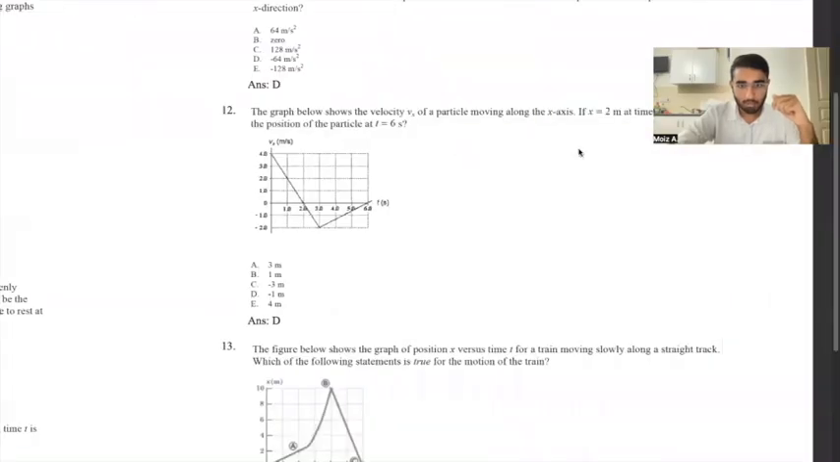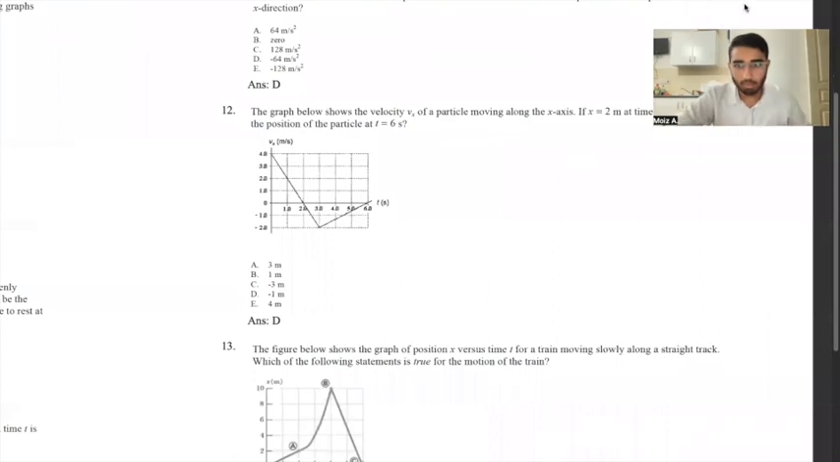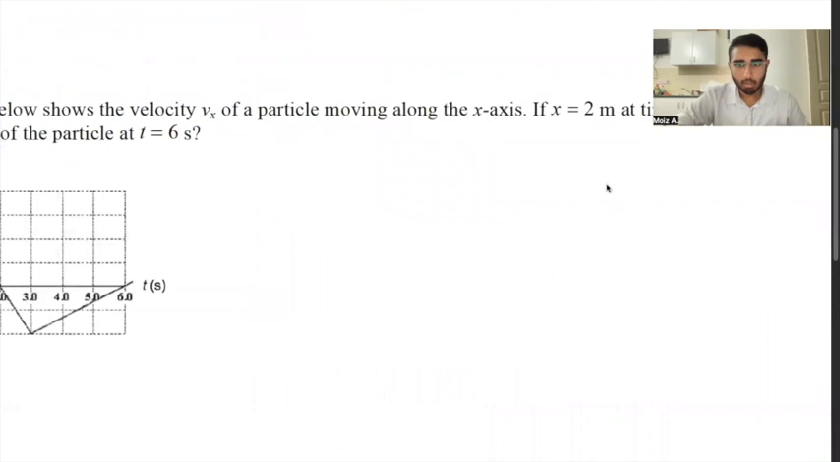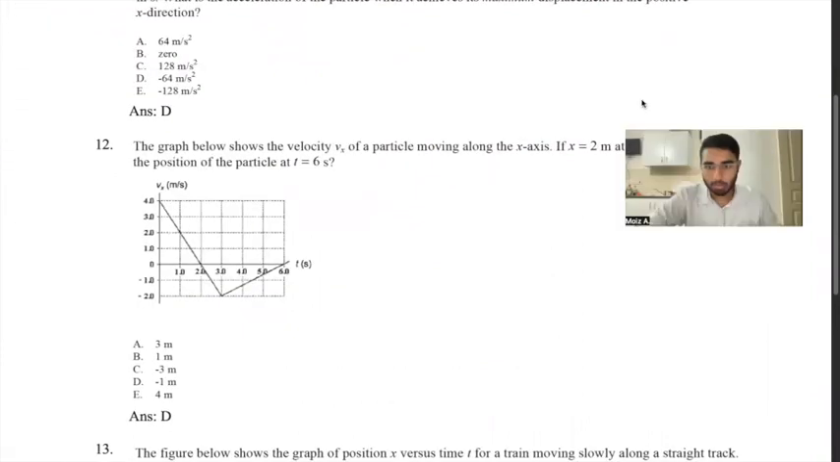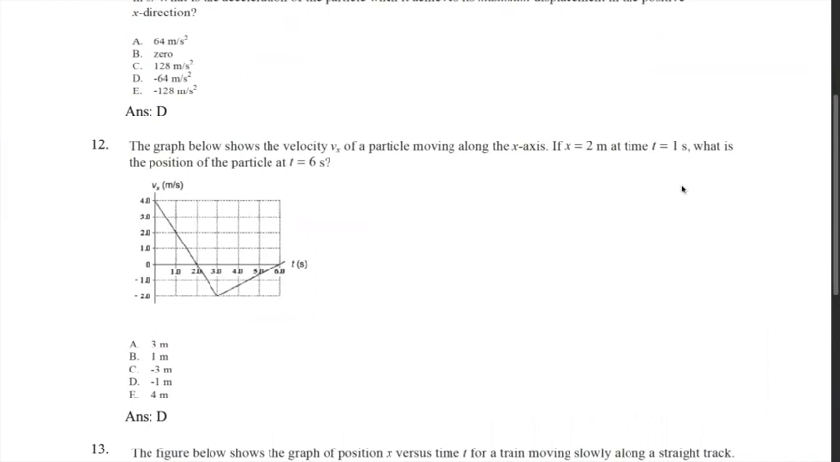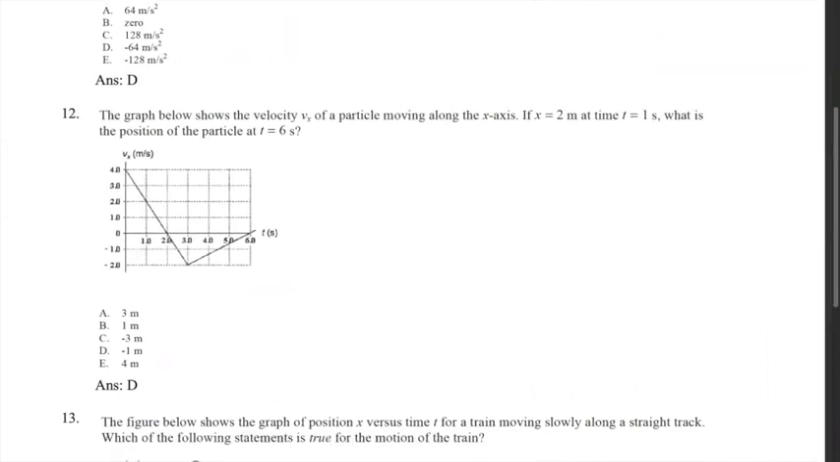Let me show you guys again, like they've written over here. If x equals 2 at time t equals 1. Okay, so they've told us that at time t equals 1, the position is 2 meters, and we need to find the change in position after that, after 1 second. So it's not like at time 1 it's at 0. They've given us the value, so it's 2, and then we're going to add upon it.